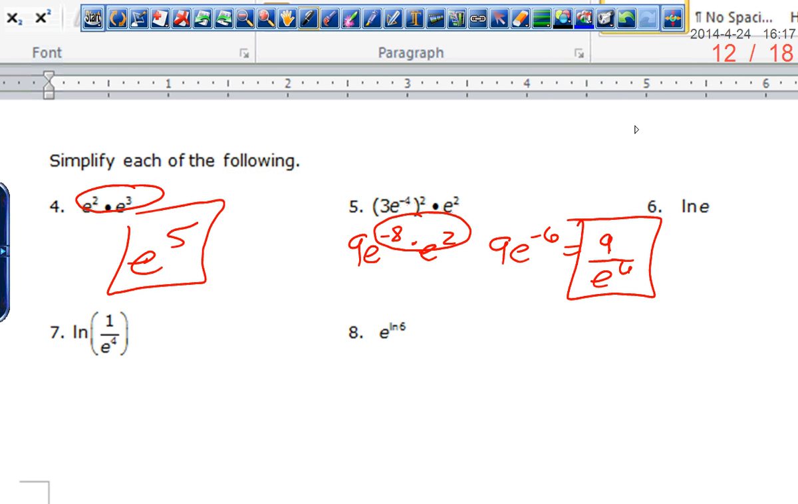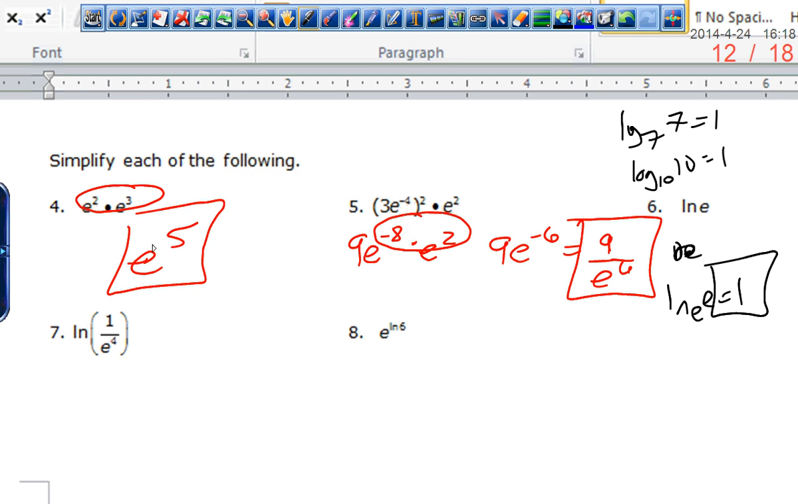On number 6, log base 7 of 7 was 1. Log base 10 of 10 is 1. So natural log, base e of e, is 1. So on number 7, we got natural log, and then I want e to the negative 4th. That's base e, so all that cancels out. My answer is just negative 4.